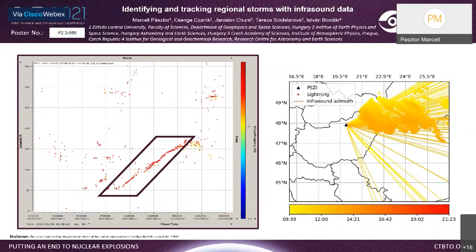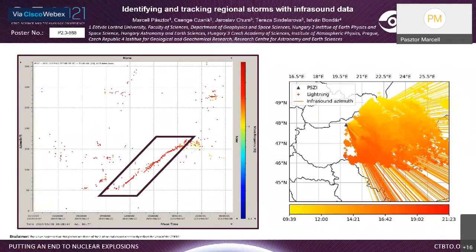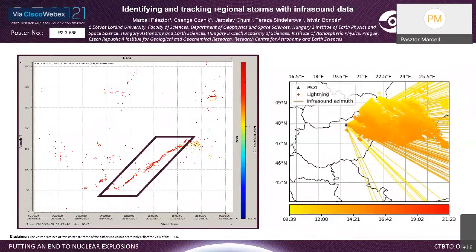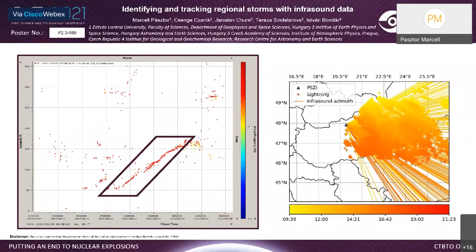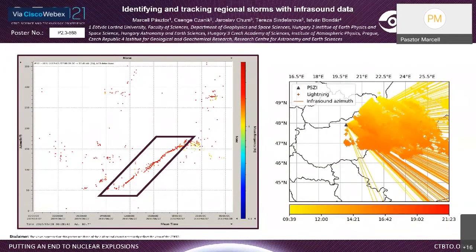Lightnings map out the storms at a given place at a given time. So in order to identify storms, we correlated lightning positions from the lightning sorting database with infrasound detections. The animation shows lightning flashes. The crosses plot the location of the storms, with infrasound detections represented by lines with the corresponding azimuths.